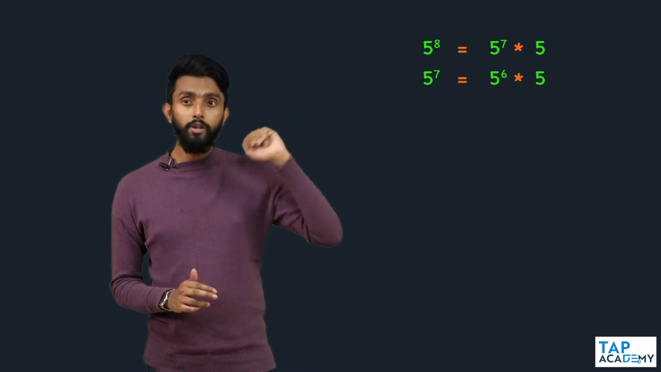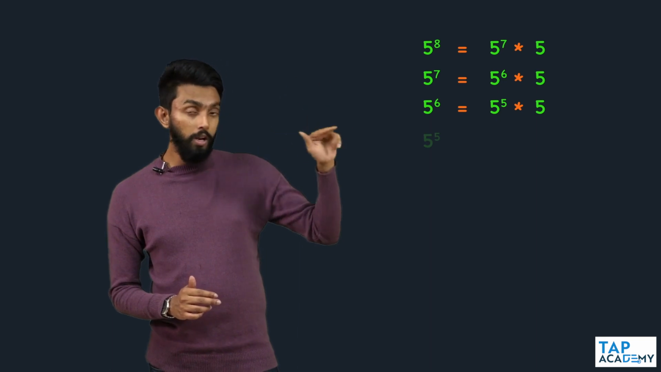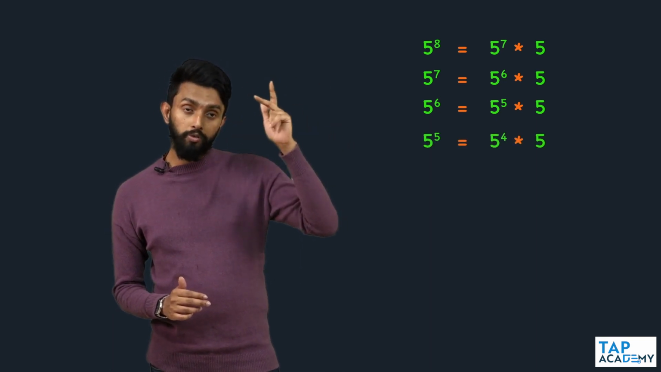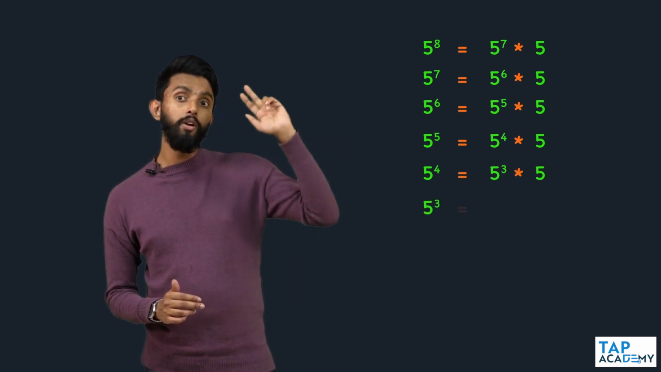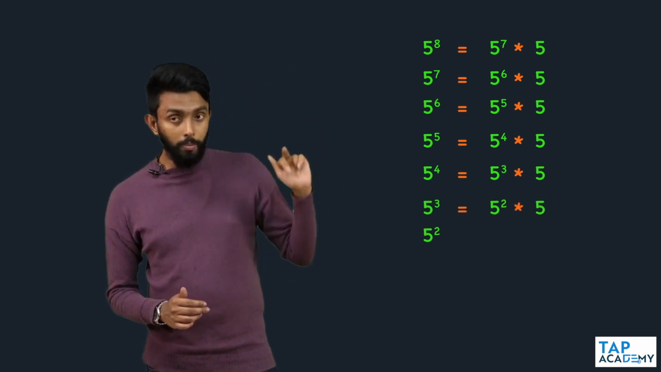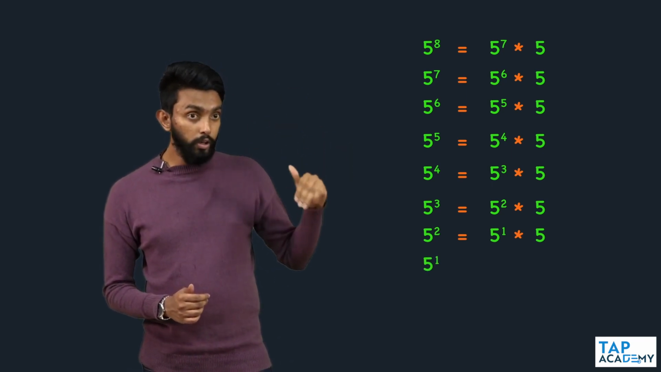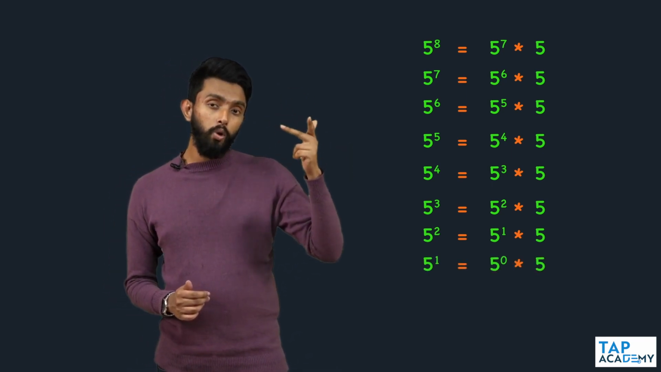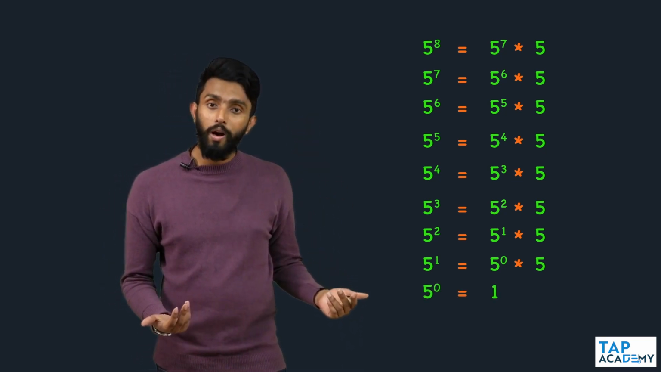Would you say if I want to find 5 to the power 7, it is 5 to the power 6 into 5? 5 to the power 6 is 5 to the power 5 into 5. Similarly, 5 to the power 5 is 5 to the power 4 into 5. 5 to the power 4 is 5 to the power 3 into 5. 5 to the power 3 is nothing but 5 to the power 2 into 5. 5 to the power 2 is nothing but 5 to the power 1 into 5. And finally, 5 to the power 1 is nothing but 5 to the power 0 into 5. And 5 to the power 0 is nothing but 1.